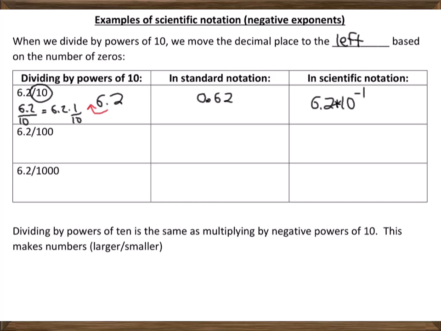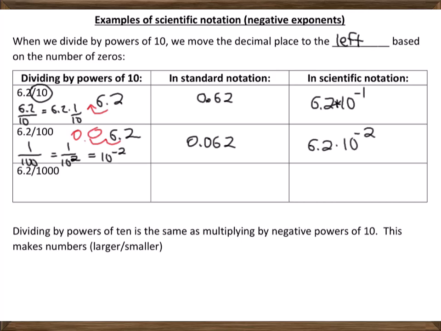What about 6.2 divided by 100? Well, you could think of it as moving the decimal place to the left not once, but twice. So I would have 0.062, and that's how I would write it in standard notation. But we also know that dividing by 100 is the same as doing what? First let's rewrite 100 as 10 to the second power. So 1 over 100 is 1 over 10 to the second power. That's going to become 10 to the negative second power. So we have 6.2 times 10 to the negative second power.